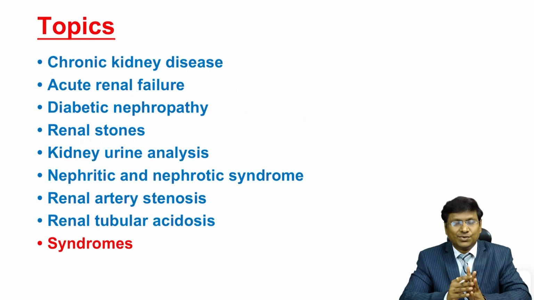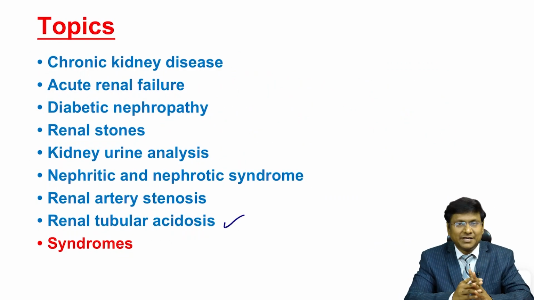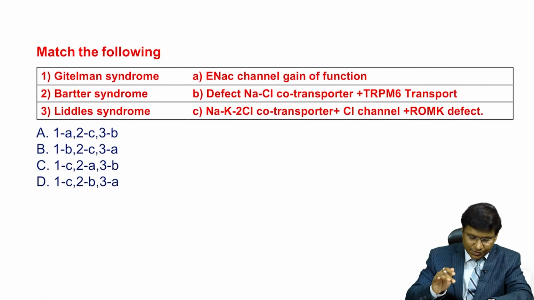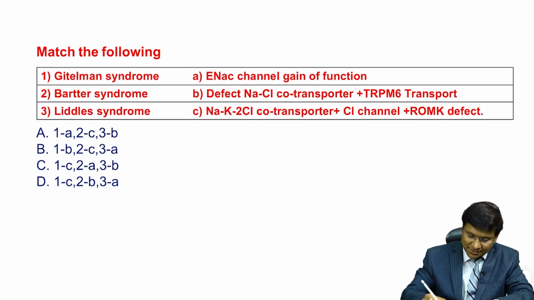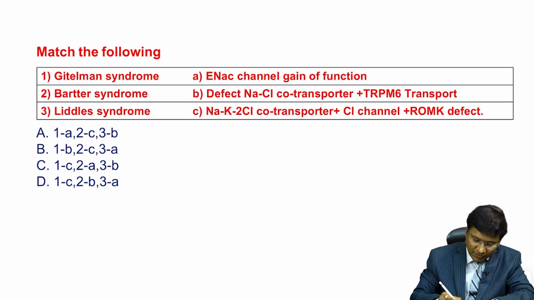All right. So after having discussed the questions on the topic of renal tubular acidosis, let me take up the discussion of the syndromes. We have three important syndromes: Gitelman, Bartter's, and the Liddle syndrome. So you need to match which are the abnormalities in these three syndromes. So you take the Gitelman syndrome.